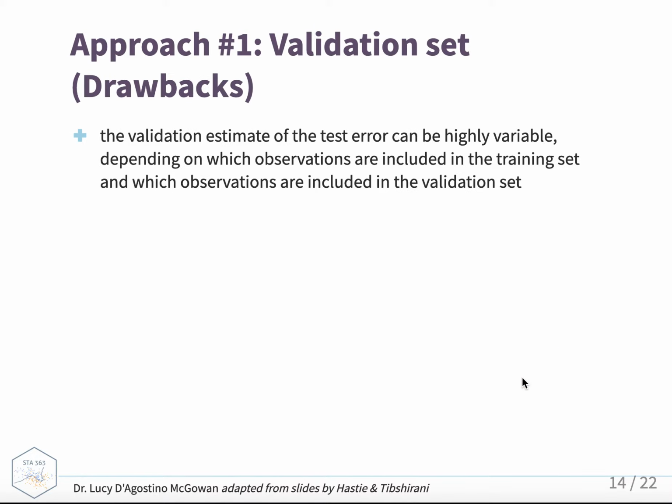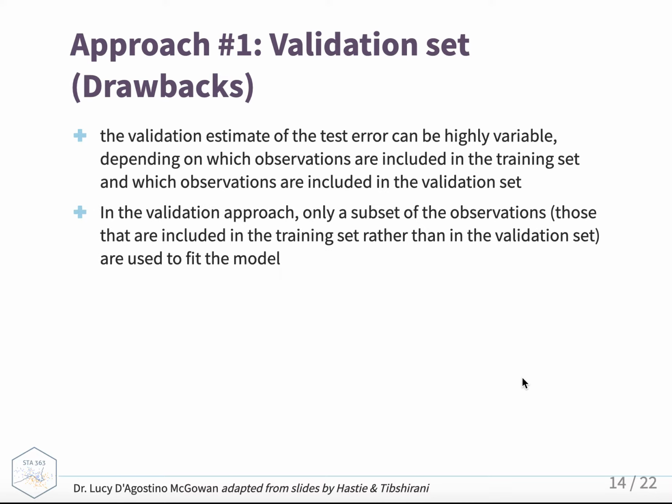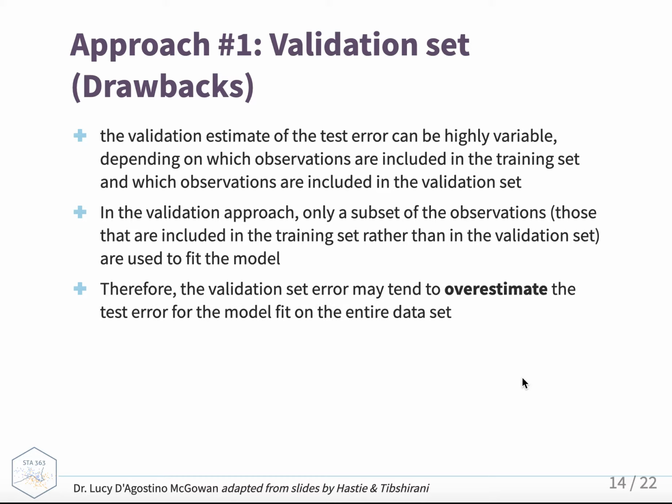So the drawbacks of the validation set are that this validation estimate of the test error can be highly variable, as we saw in that last plot, depending on which observations are included in the training set and which are included in the validation set. In the validation approach, only a subset of the observations, those that are included in the training set rather than the validation set, are used to fit the model. And therefore, the validation set error may tend to overestimate the test error a little bit for the model fit to the entire data set.